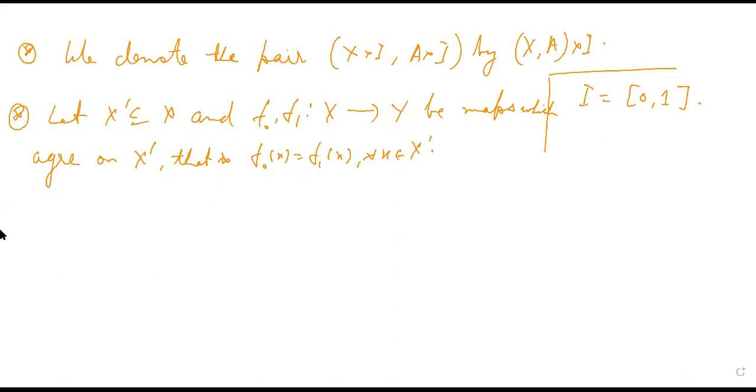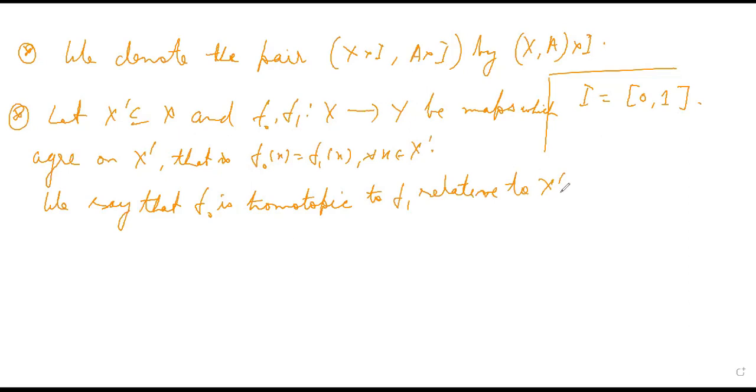Now we say that f0 is homotopic to f1 relative to X prime. This is the notation.